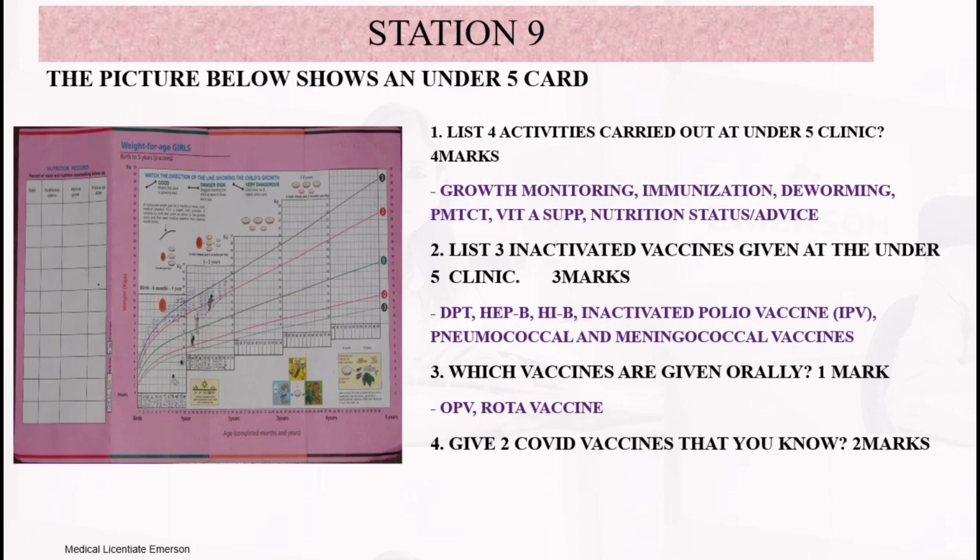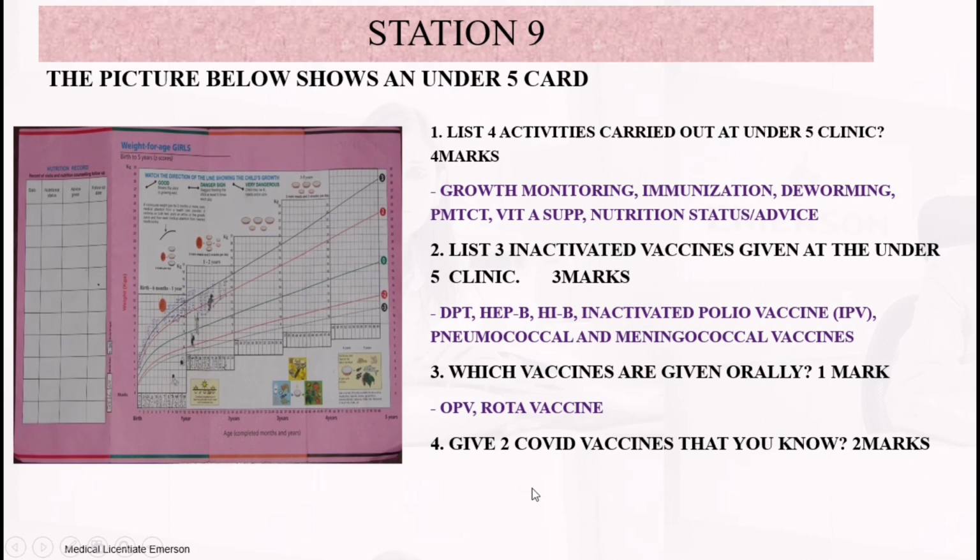For instance, though it's not on the under 5 card, recently, last year, they were giving Dukoral, which is the vaccine for cholera. So this is also given orally, but that's not what they wanted here, if I'm not mistaken. So just put OPV and rota vaccine, but I just wanted to share with you that Dukoral, the vaccine for cholera, is also given orally.